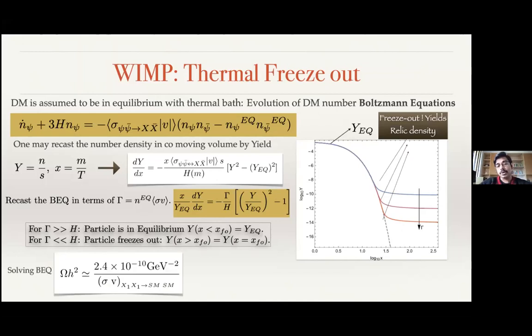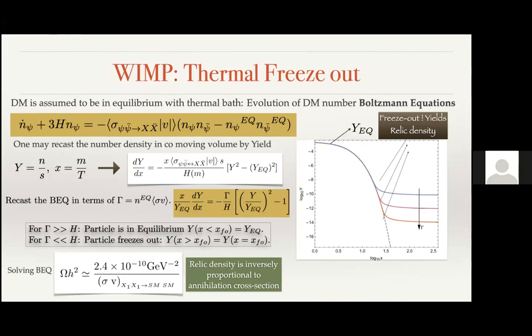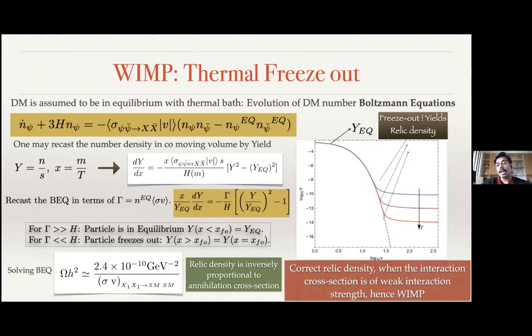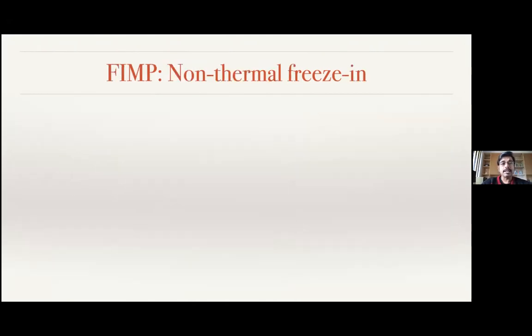And so if you solve the Boltzmann equations, this roughly gives you something like 2.4 × 10^-10 GeV^-2 divided by σv. That basically tells you that if you have to get a relic density of the order of 0.1, then the annihilation cross section had better be of the order of the weak interaction cross section, and that essentially gives the name: it is called a weakly interacting massive particle, or WIMP.